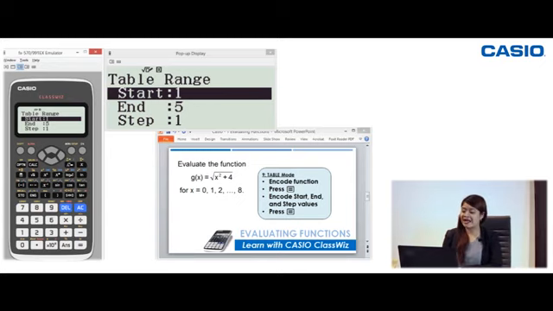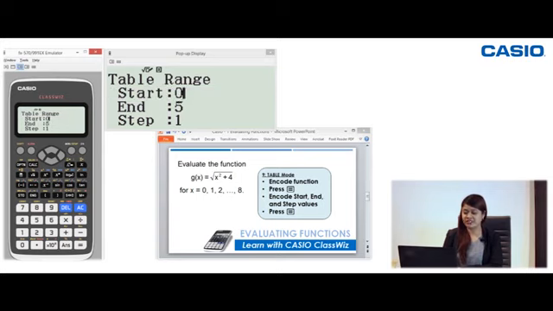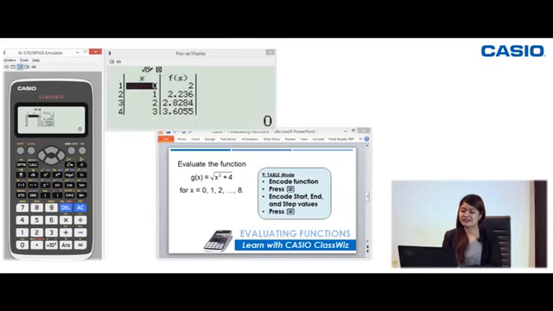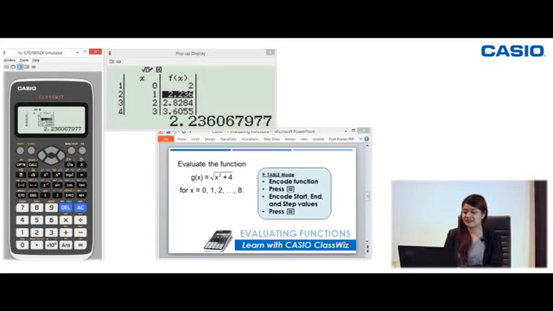We start from the value x is equal to 0, so start is 0, press the equal sign, end is 8. Press the equal sign again, and we have the step is 1. Pressing the equal sign again will give us a table of values. Here we have when x is equal to 0, we have f of x is equal to 2. On the other hand, if we have x is equal to 1, we have 2.24. And we get the values of f of x until x is equal to 8.